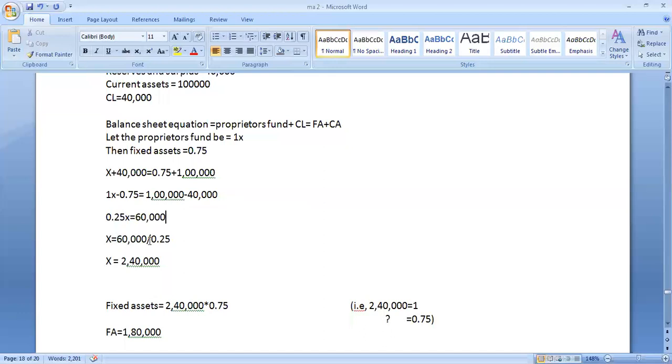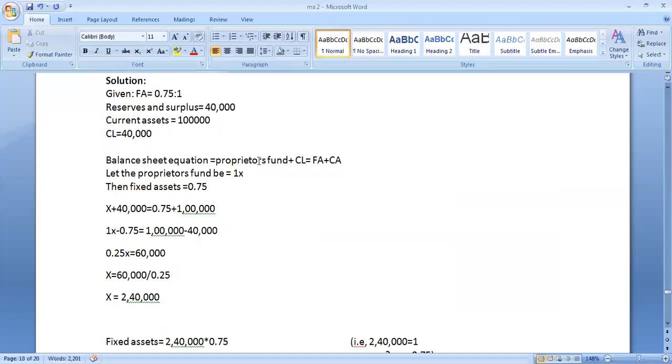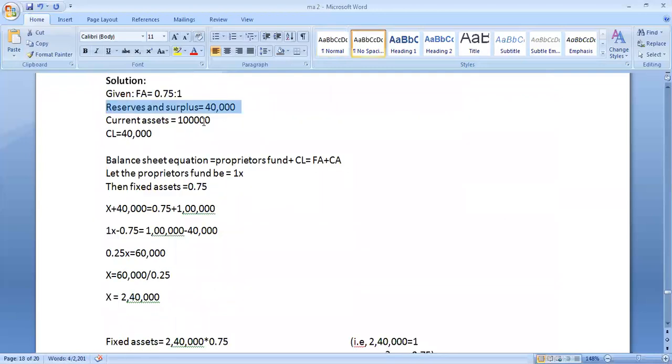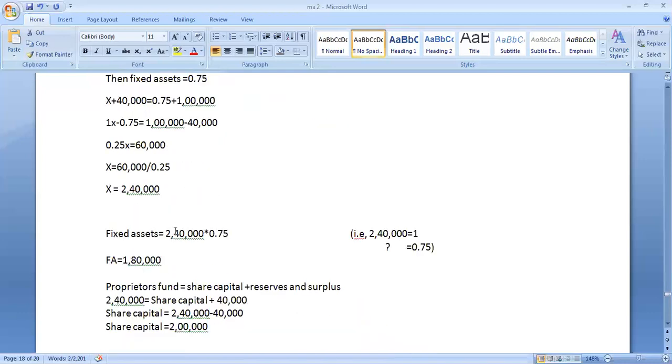X equals 60,000 divided by 0.25. So this 2,40,000 is the proprietor's fund, or you can call it the share capital. It is just the share capital because this 2,40,000 is still not added with the reserves and surplus. I told you whenever reserves and surplus is given in the question, this proprietor's fund includes that value as well. Clear? So what is proprietor's fund? Proprietor's fund includes all the share capital along with the reserves and surplus. So now this 2,40,000 is still not added with the reserves and surplus. So this is just the proprietor's fund you have calculated.